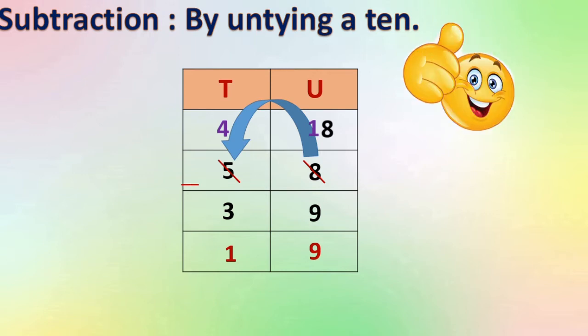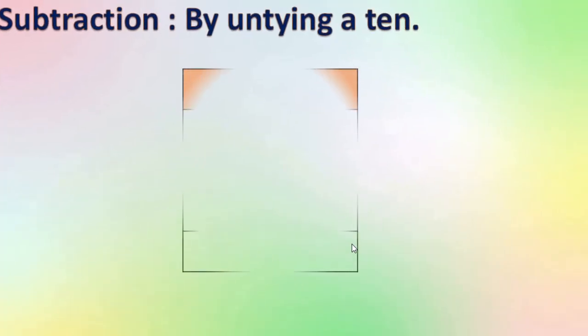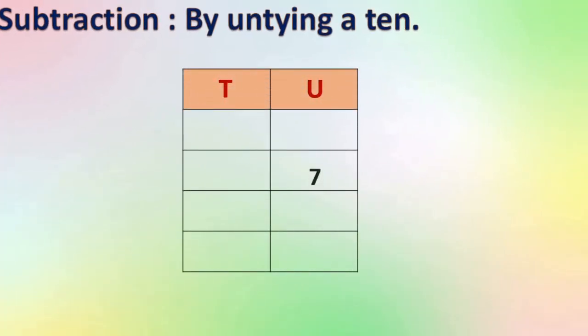Yes. What we did? We did subtraction of 58 minus 39, and we got the answer 19. Let us try two more. Here the sum is 87 minus 79.